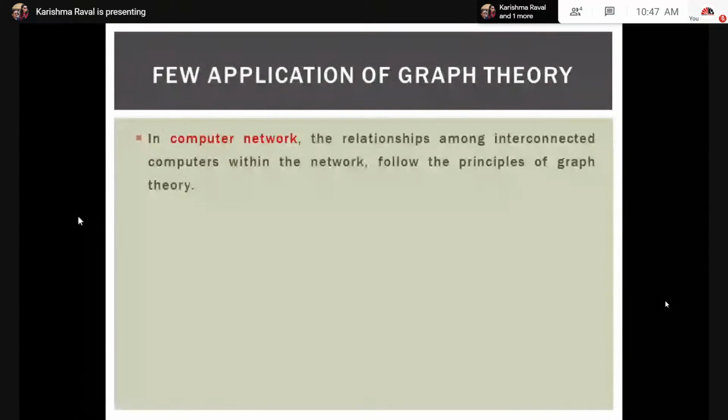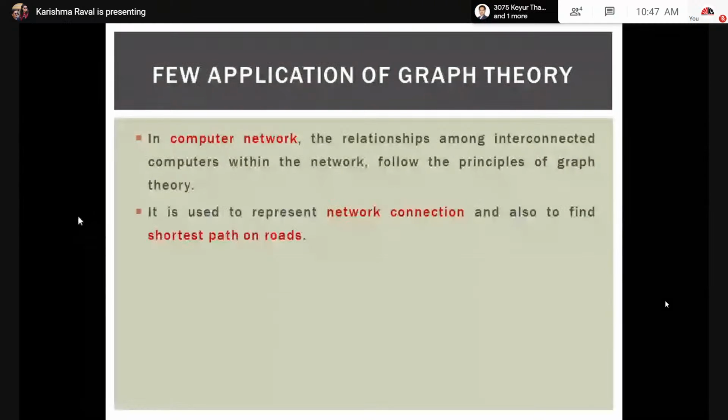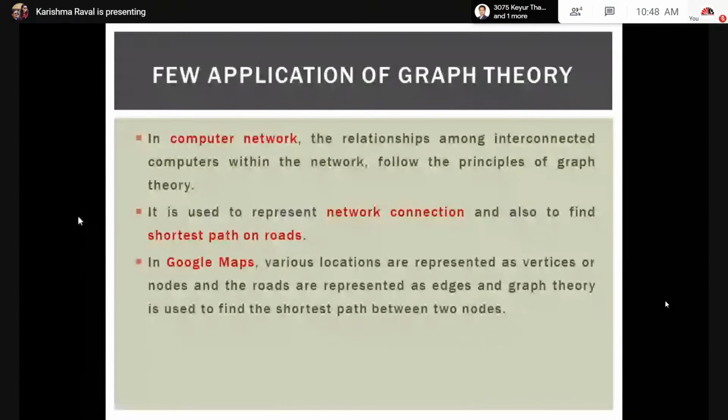A few applications: the relationship among interconnected computers within a network follows the principle of graph theory. It is used to represent network connections and also to find the shortest path of roads. In Google Maps, places are represented as nodes and the roads as edges, and graph theory is used to find the shortest path between two nodes, which are connected by edges. Graph theory is also used in the theory of map coloring with four colors.